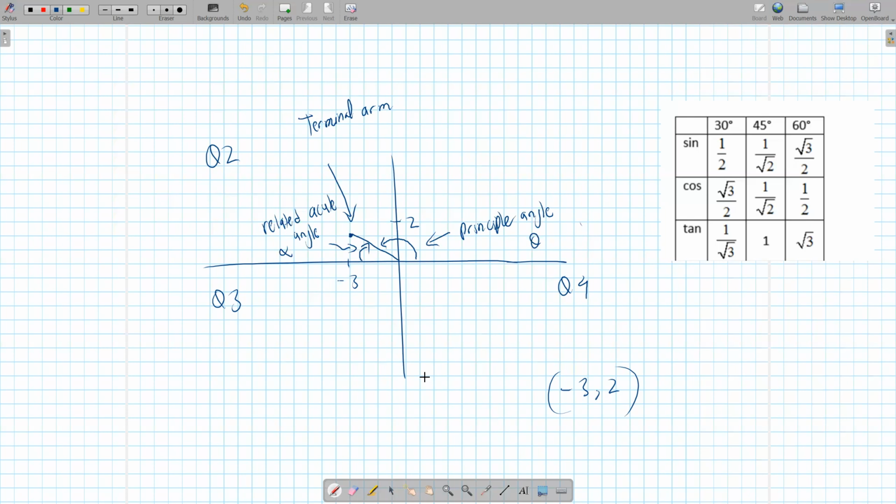Now, okay, what is this? How does this help us? How in the world does this help us? Let's say your principal angle is 120 degrees. What is your acute angle? 60. Correct, 60. Now, how does this help us, okay?